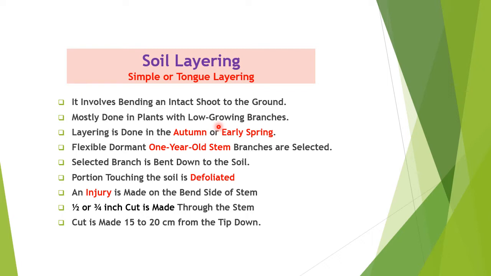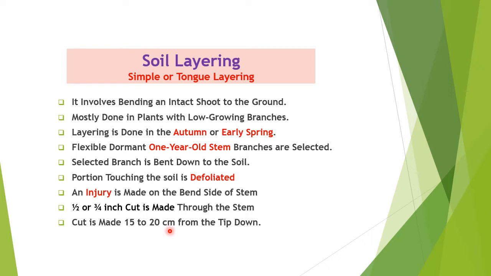Layering is done in the autumn or early spring. You take a flexible dormant one year old stem branch and you bend it down into the soil. The portion which is to be bent down is first defoliated and an injury is made on the bent side of the stem, which can be a half or three-quarter inch cut, away from the tip, that is 15 to 20 centimeters away from the tip.